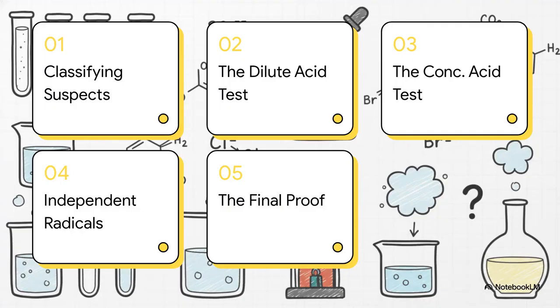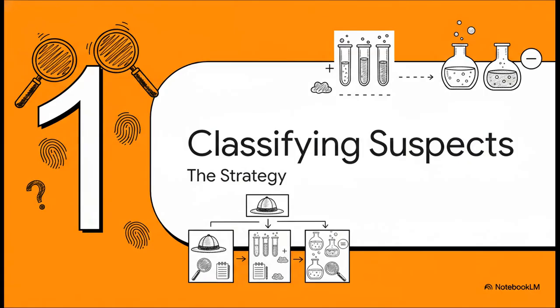You know, every good investigation needs a solid game plan, and here's ours. First, we're going to classify our potential culprits, the anions. Then, we'll start interrogating them with a series of tests, starting gently and then escalating if we need to. And finally, once we think we've got our prime suspect, we'll run one last test for that undeniable proof. Let's get to it!